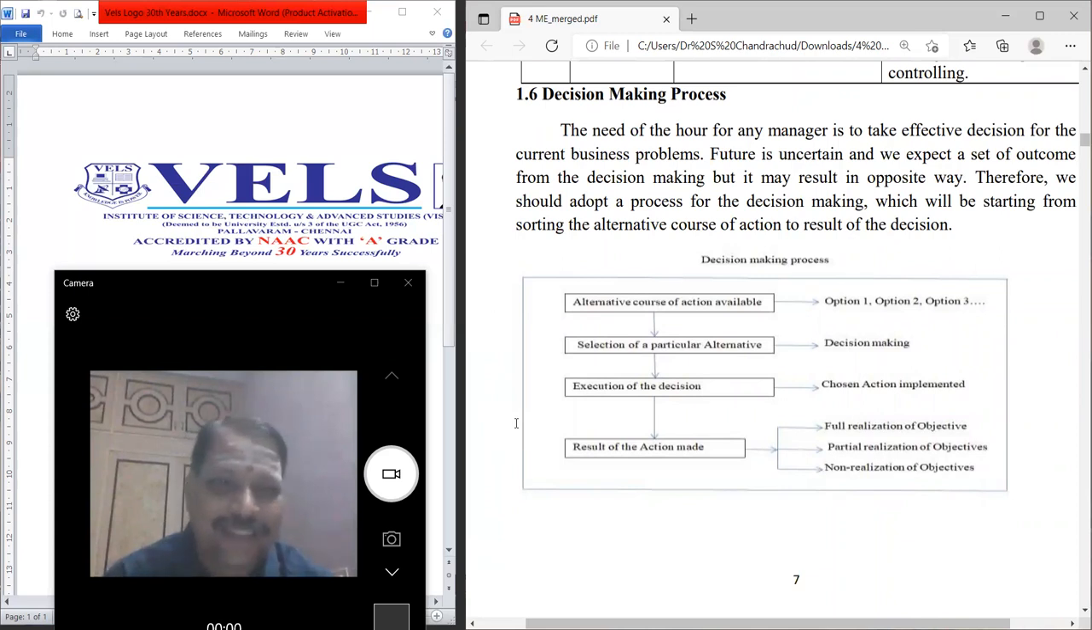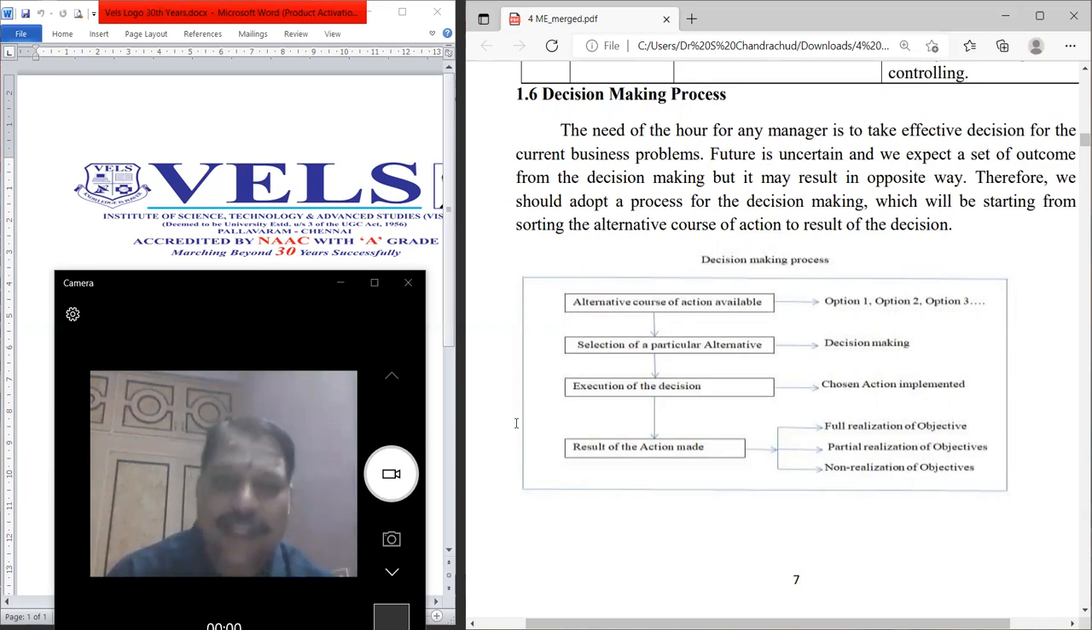Why is this subject framed? In order to take an effective decision in a business. So the need of the hour for any manager is to take an effective decision for the current business problem. The problem may be a variety of things, depending upon the particular circumstances in which we should take some decision.